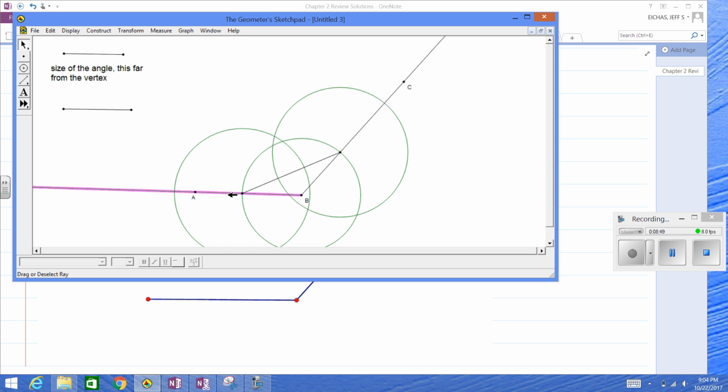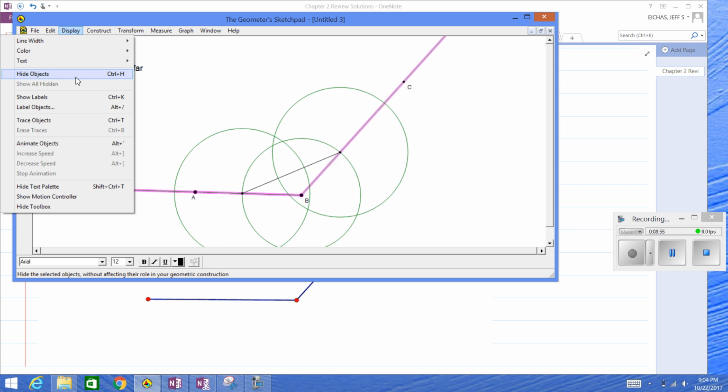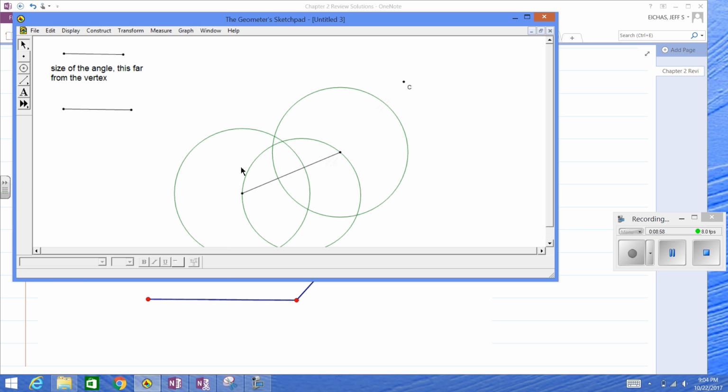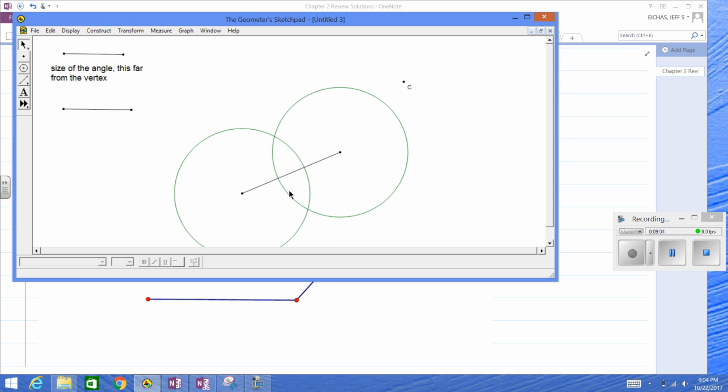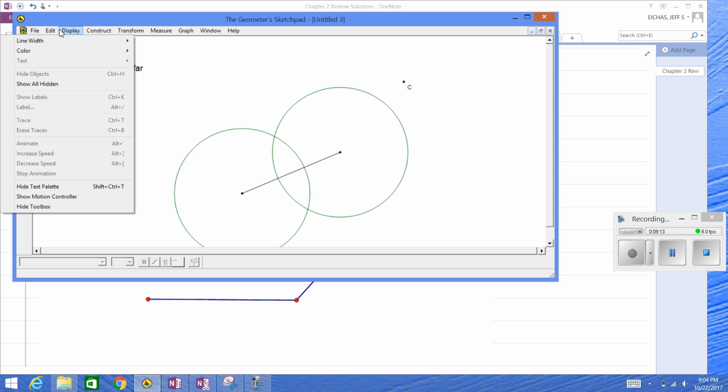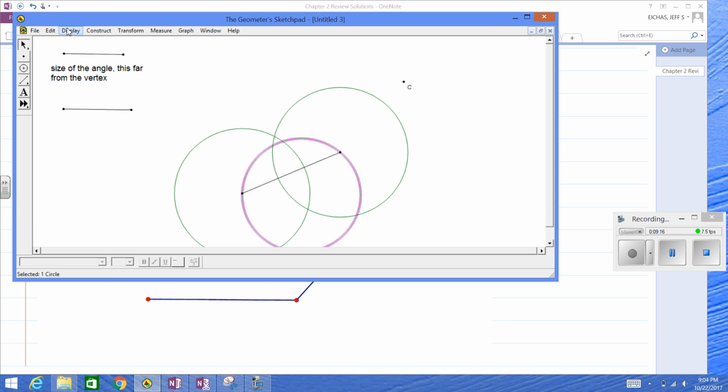If I got rid of everything else for a minute, just for a minute, hide those. I didn't hide enough. Look at that. Does that look like the one we just did? Right? It's the perpendicular bisector of a segment. So let's put those things back. Undo. Let me undo one more. Perfect. So that's exactly what I'm doing.